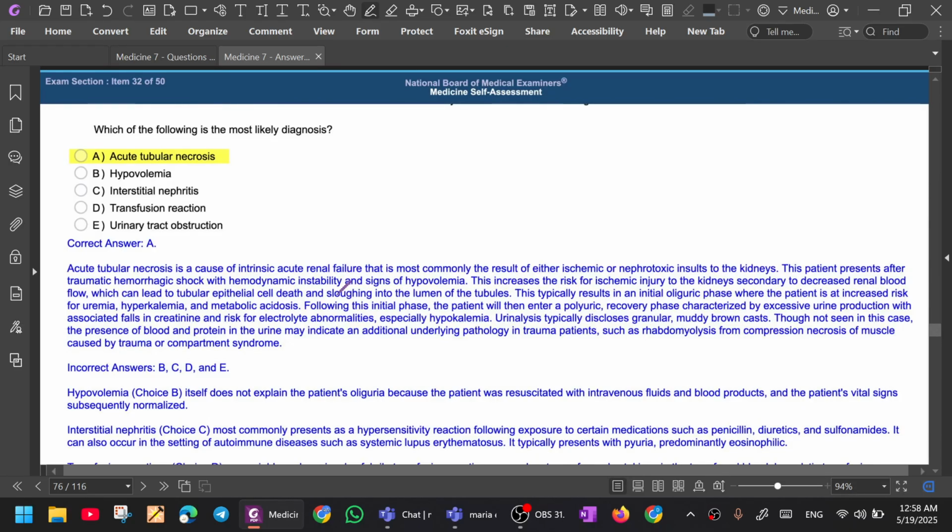Urine analysis typically discloses granular muddy brown casts, though not seen in this case. The presence of blood and protein in the urine may indicate an additional underlying pathology in the trauma patient, such as rhabdomyolysis from compression necrosis of the muscle caused by trauma or compartment syndrome.